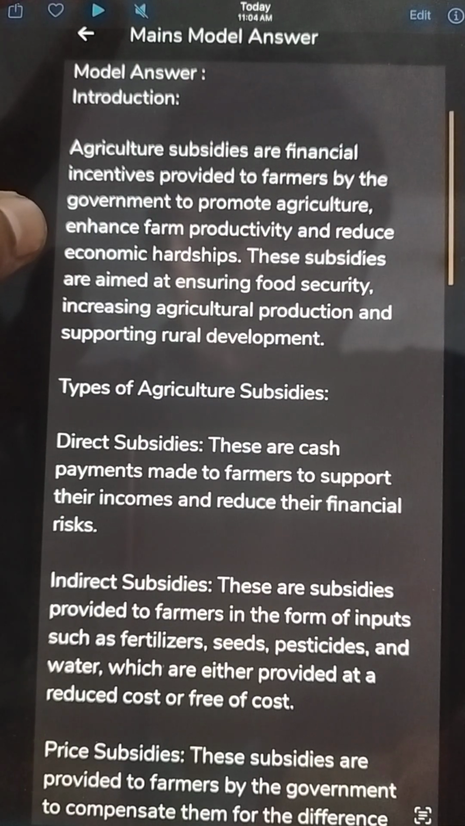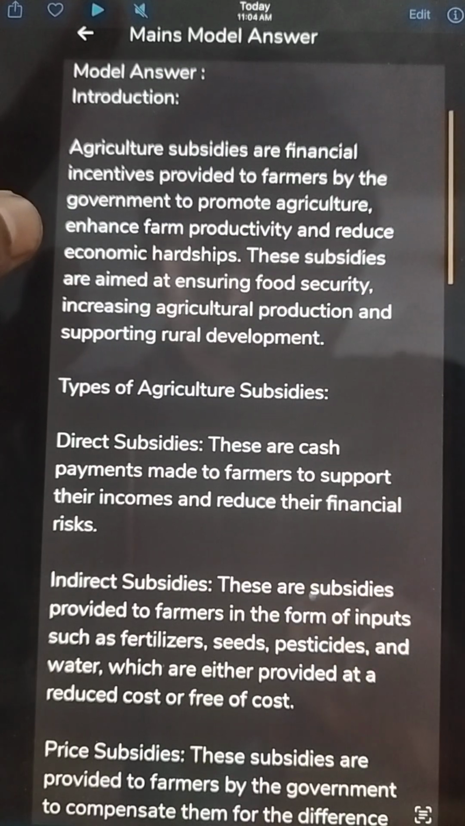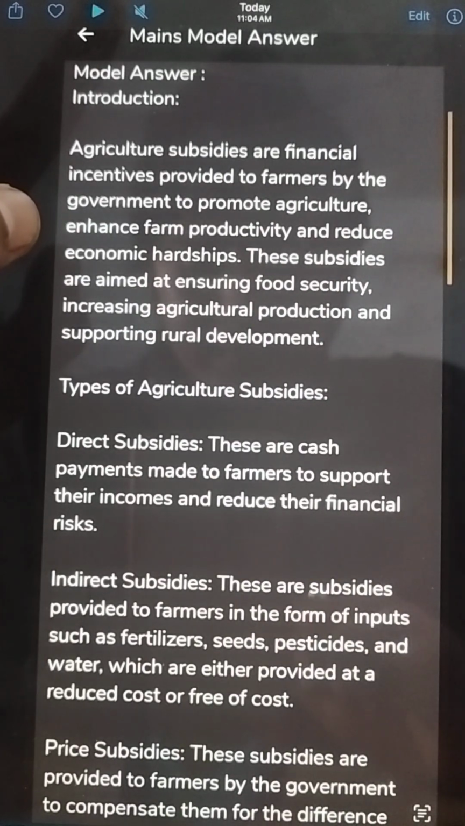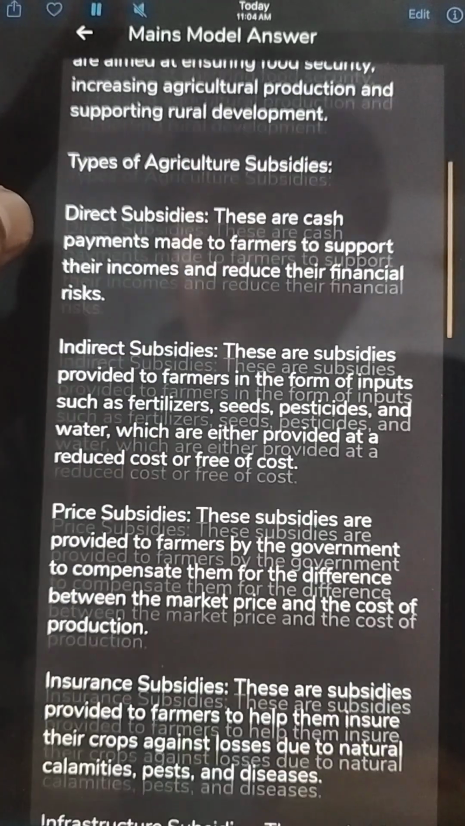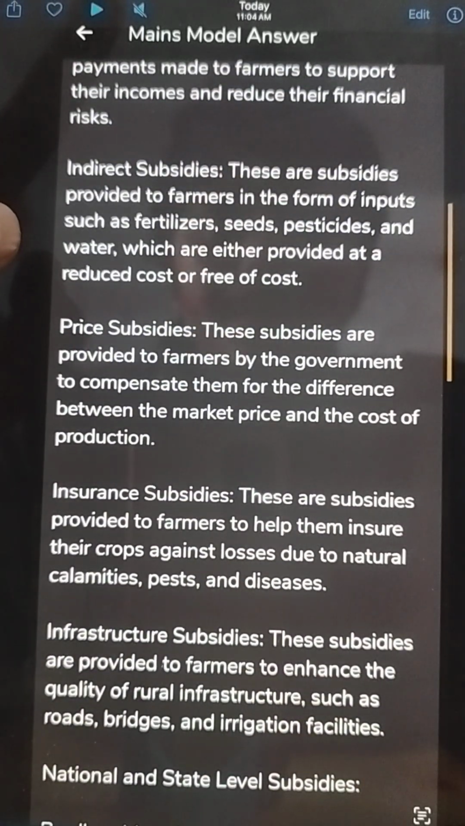These are the subsidies provided to farmers in the form of inputs such as fertilizers, seeds, pesticides, and water, which are either provided at a reduced cost or free of cost. Then third is the price subsidies. These subsidies are provided to farmers by the government to compensate them for the difference between the market price and the cost of production. Then fourth is the insurance subsidies.